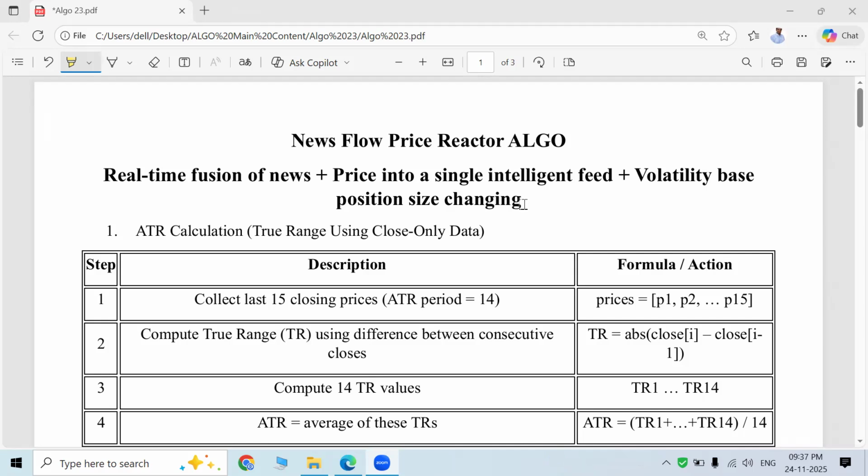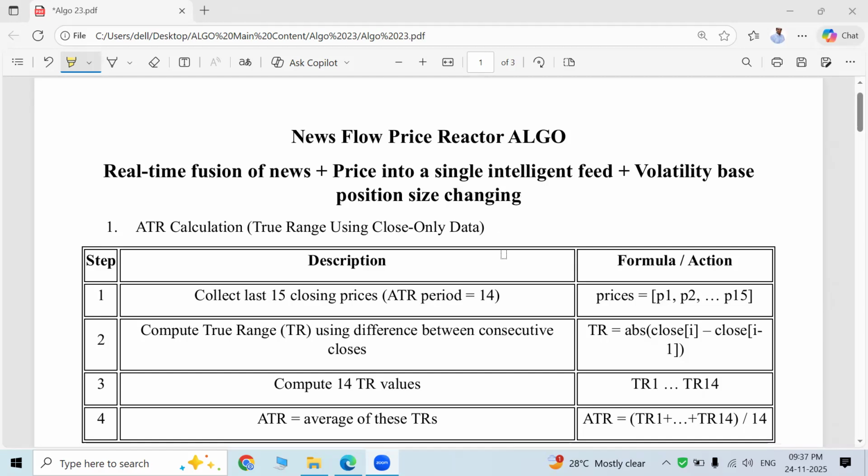That means the change in trade size based on the volatility. If the volatility is too much, then reduce the position size, and if the volatility is very low, then increase the position size. That is a common logic.